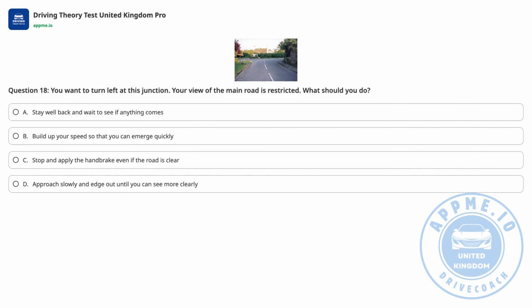What should you do? A. Stay well back and wait to see if anything comes. B. Build up your speed so that you can emerge quickly. C. Stop and apply the handbrake even if the road is clear. D. Approach slowly and edge out until you can see more clearly.